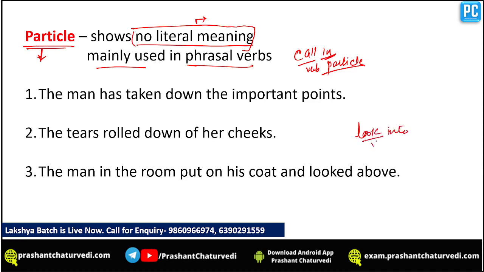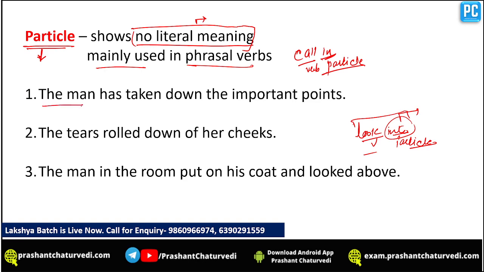Here look is a verb and into is a particle. It is not a preposition, it's a particle. Clear? So any preposition or adverb used in a phrasal verb is called a particle. Clear? So we can relate it with the given examples.